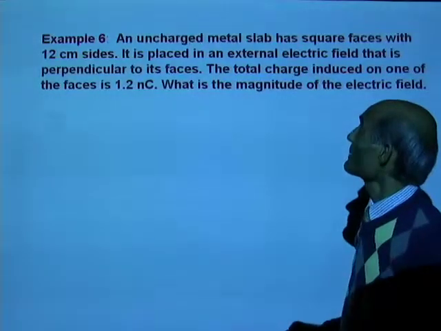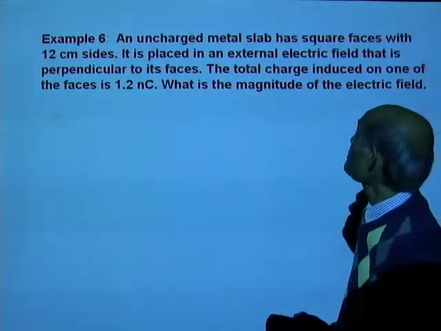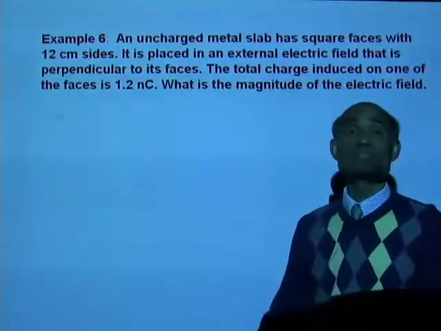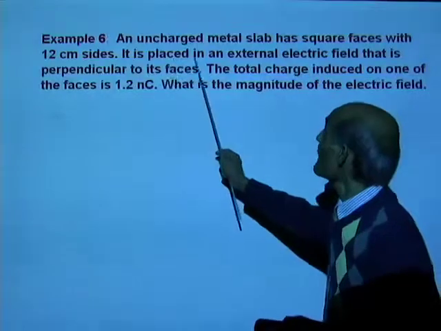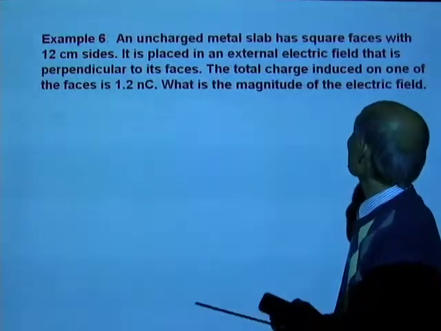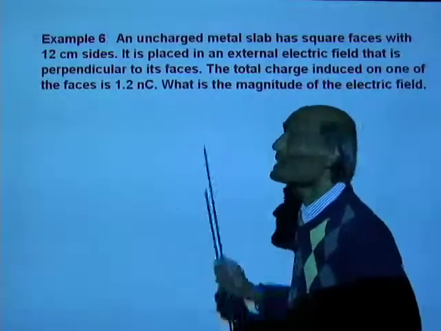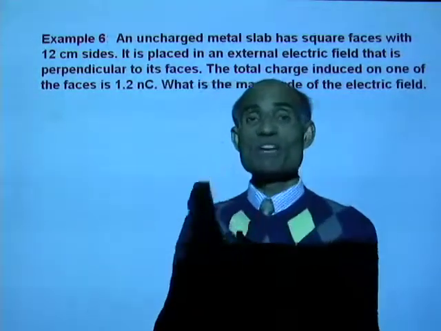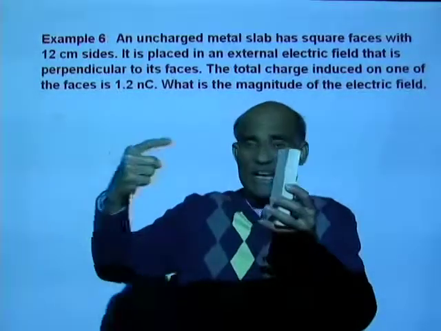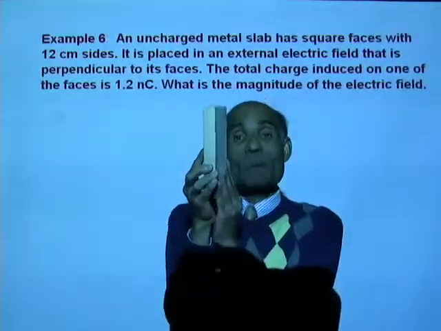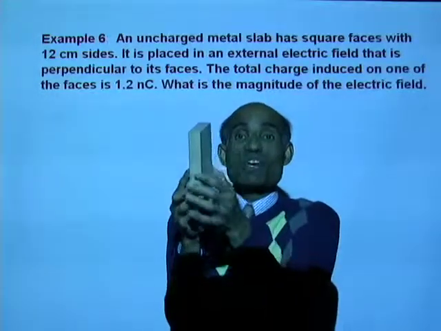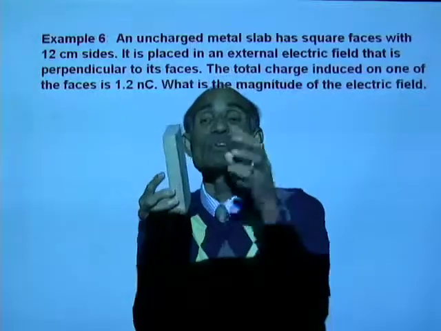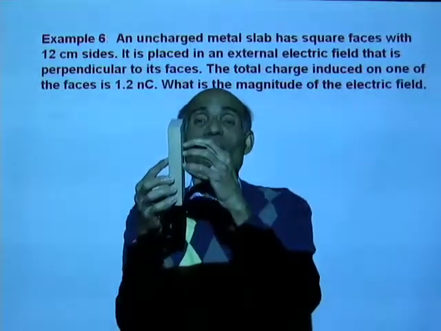Let's do an example. An uncharged metal slab has square faces with 12 centimeter sides. It is placed in an external electric field that is perpendicular to its face. Now, you should know that if there is an electric field in this room and I place an uncharged metal slab in the electric field, what will happen inside that metal slab?